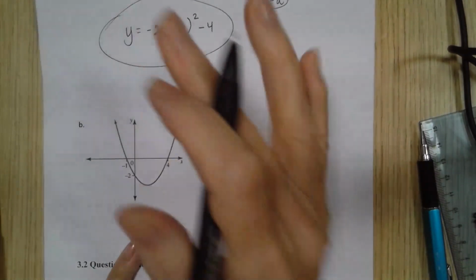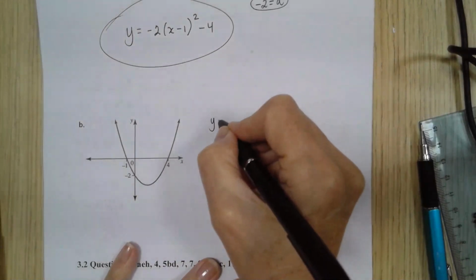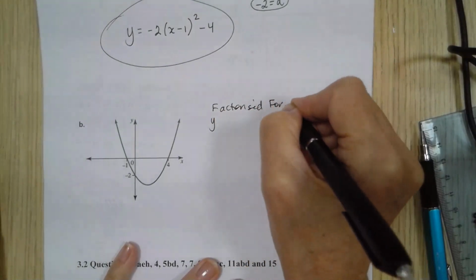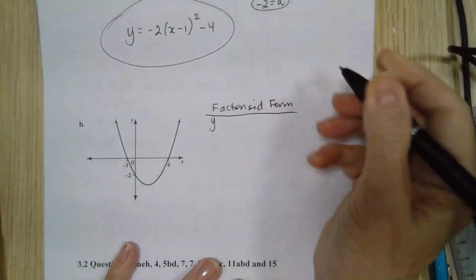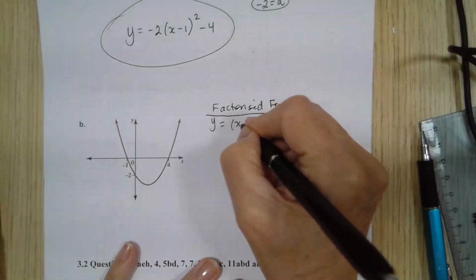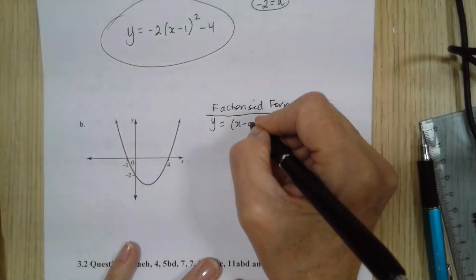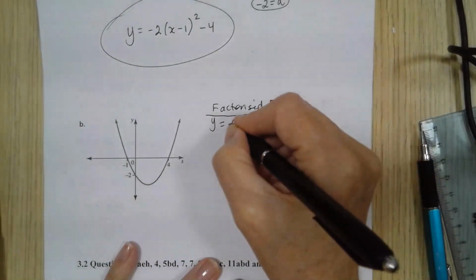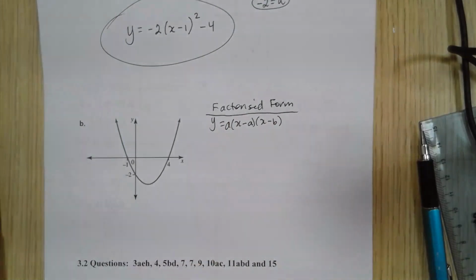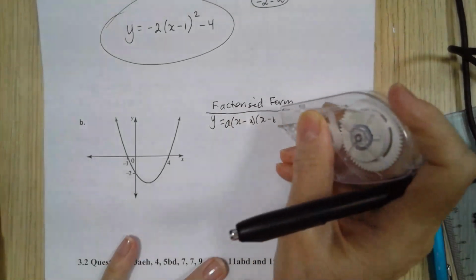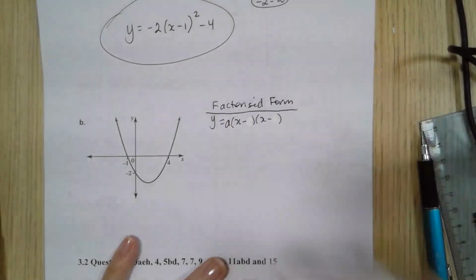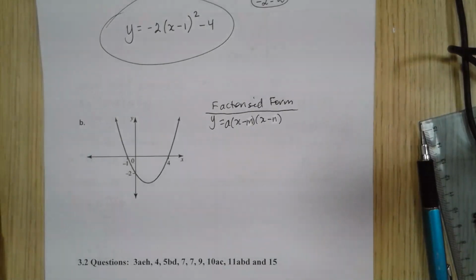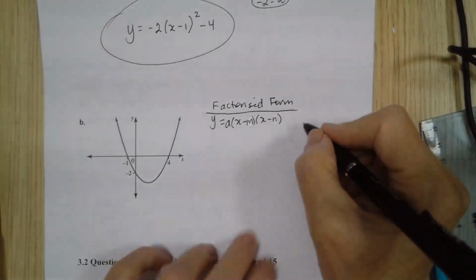All right, I don't know the turning point. Okay, so another form is factorized form. In factorized form, I'll write that out. These are all really handy. You should write them on your formula sheet. Factorized form is y equals a times x minus m times x minus n, because we don't really use those very much. Okay, m and n, these will be the x-intercepts.